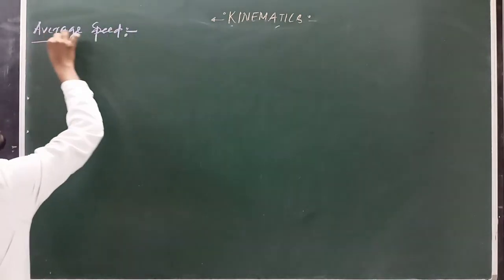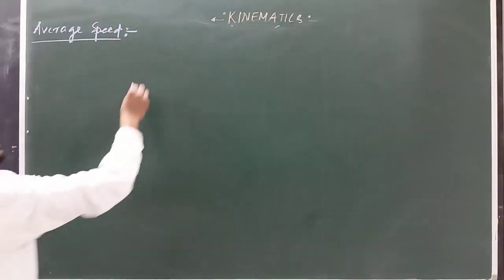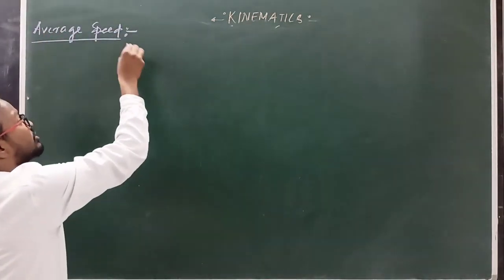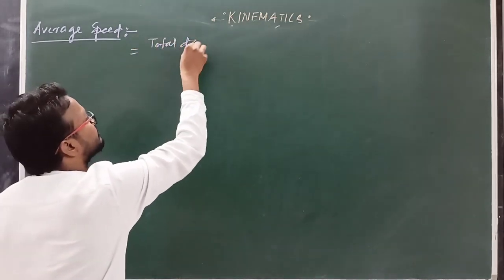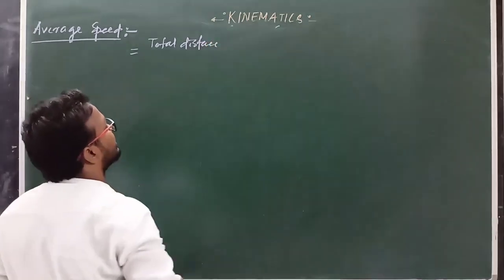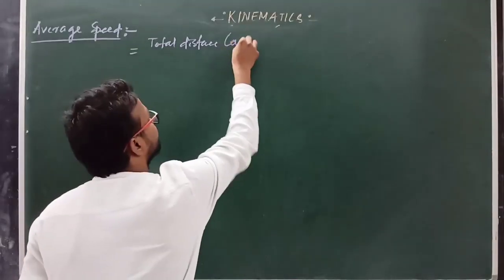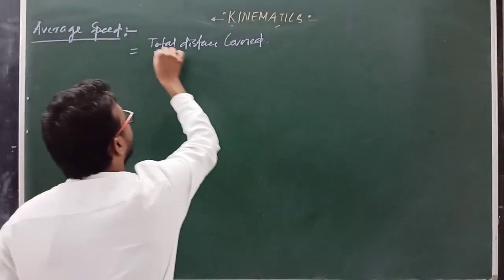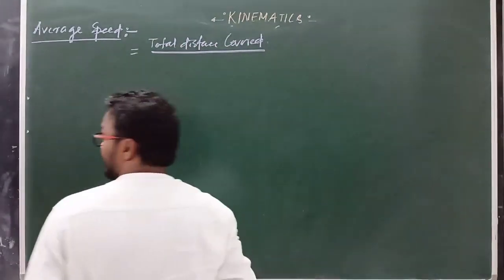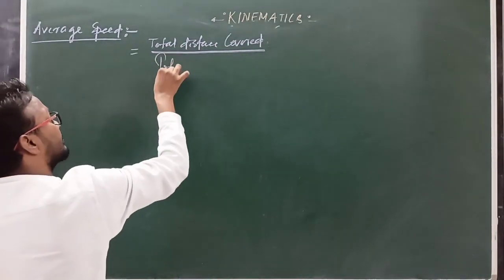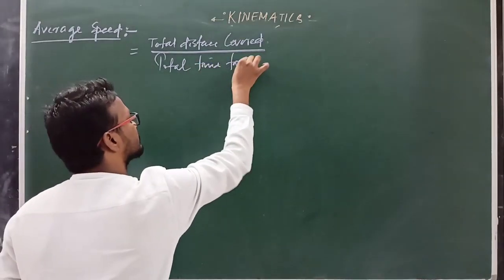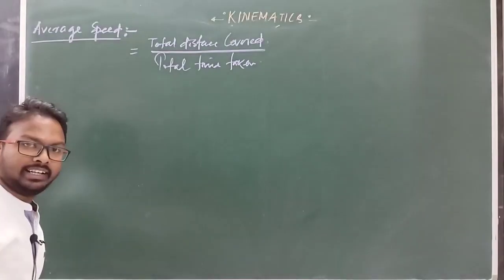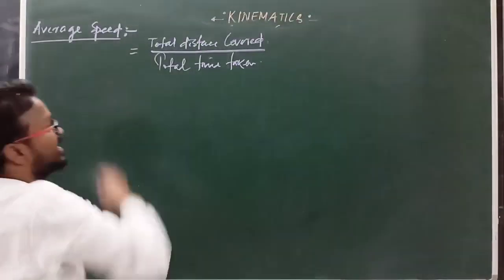Average speed. Average speed means total distance covered divided by total time taken. Total distance covered divided by total time taken is known as average speed.